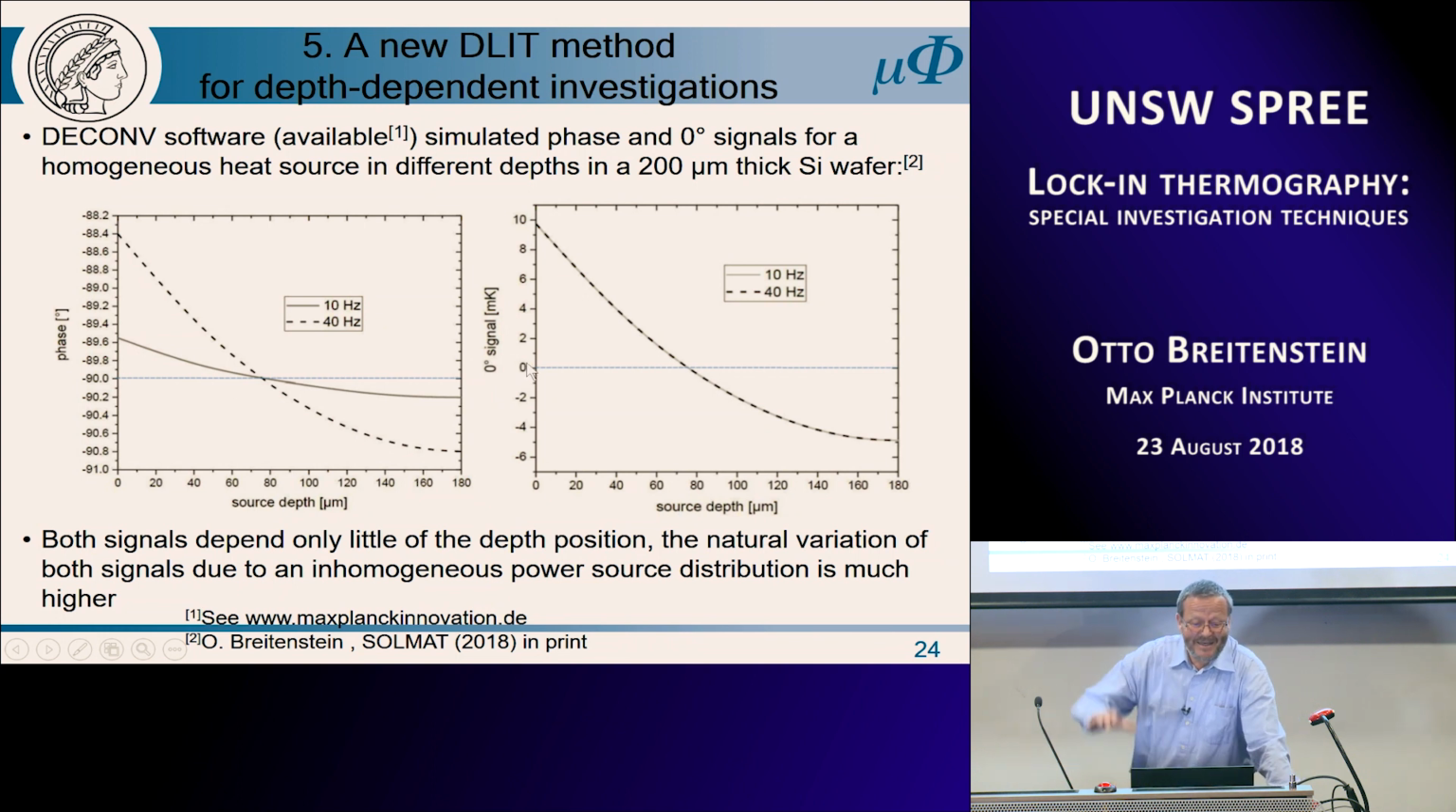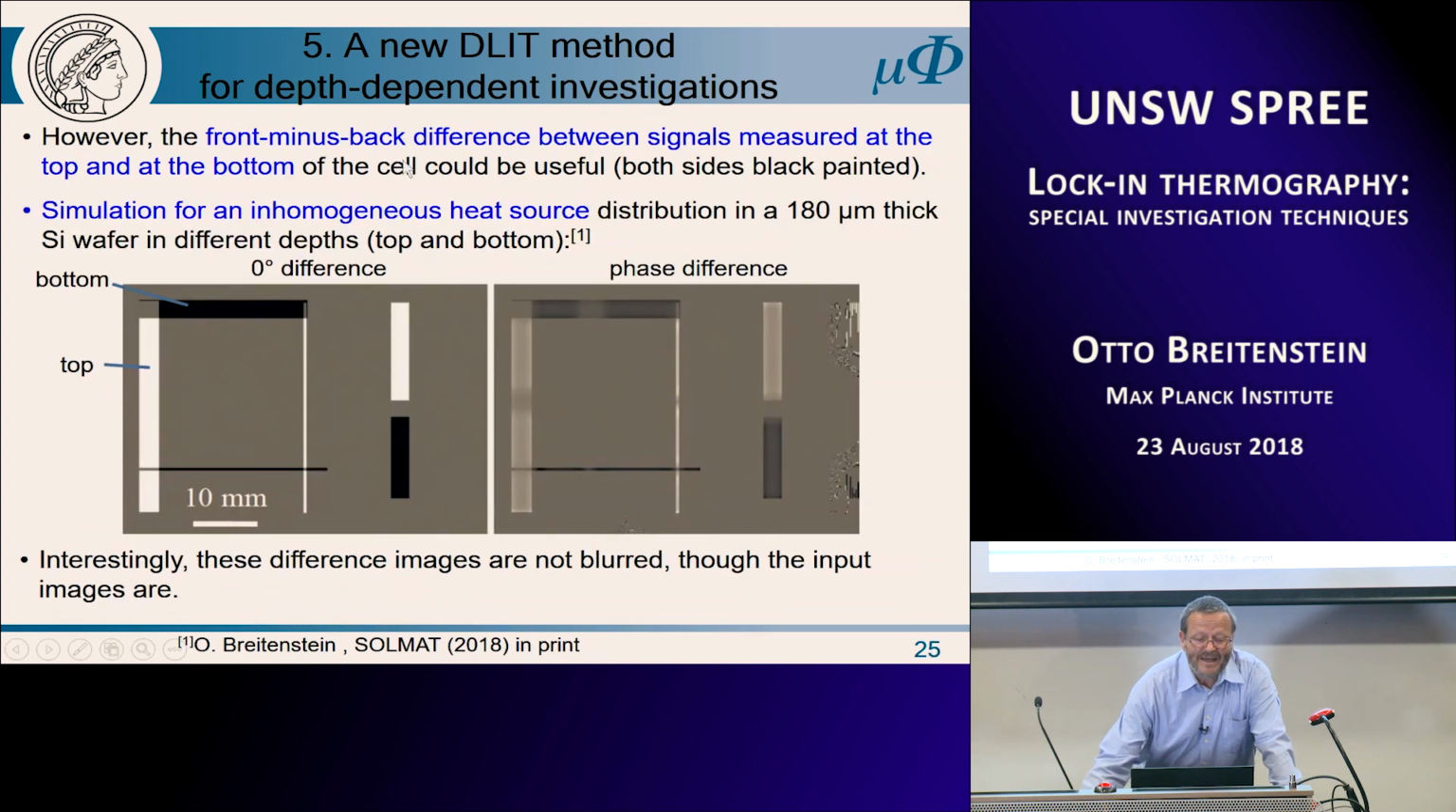In reality, you see, it depends slightly on the depths, but the variations here are much below the typical variations of the phase and also of the in-phase signal across a typical solar cell. They are a factor of 10 to 100 higher. So directly it cannot be measured. However, it can be measured if we make the front minus back difference between these signals.